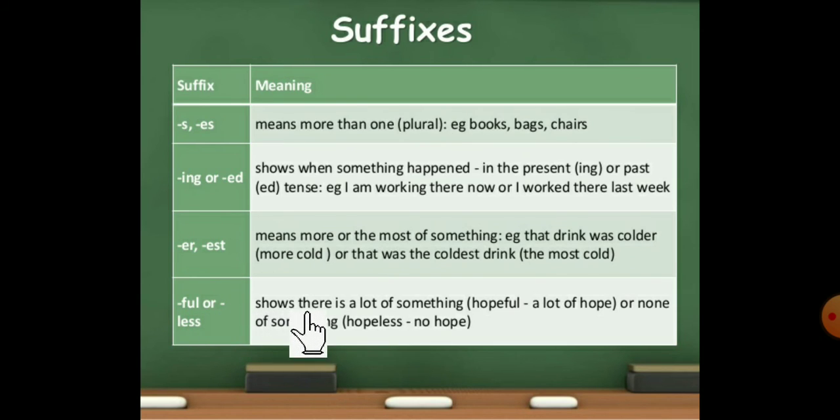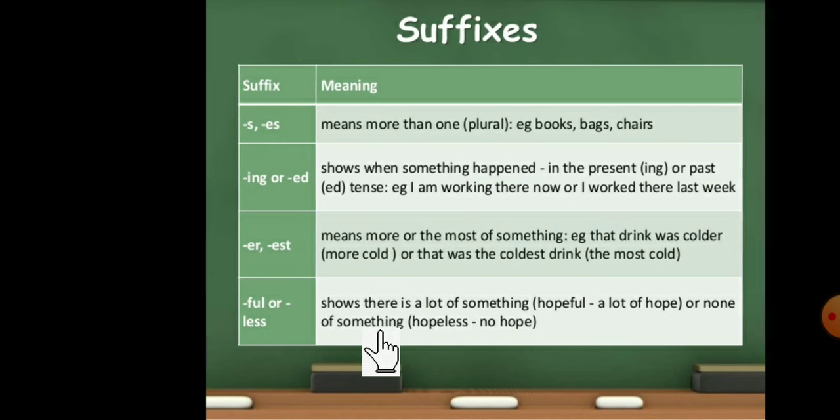Now, ful or less. Full means what? It shows there is a lot of something. Okay, hopeful means a lot of hope. Hope, you are good, or hopeful, or none of something. Hopeless. Hopeless means no hope. Sometimes we are using this word. You are hopeless means we can't hope from you. No hope. There is no hope. And you are hopeful means a lot of hope. So these are the suffixes and their meaning we learned.